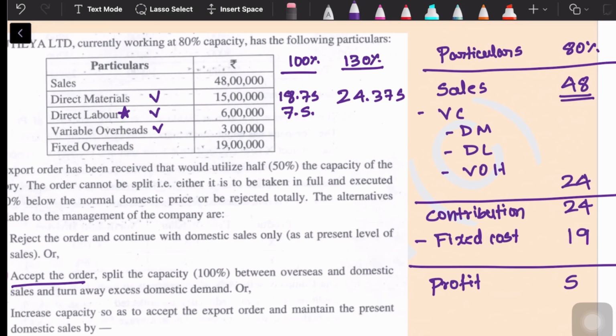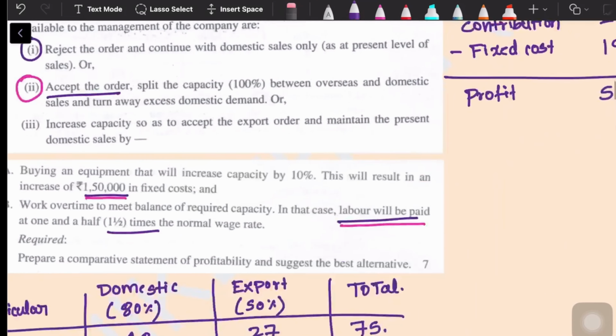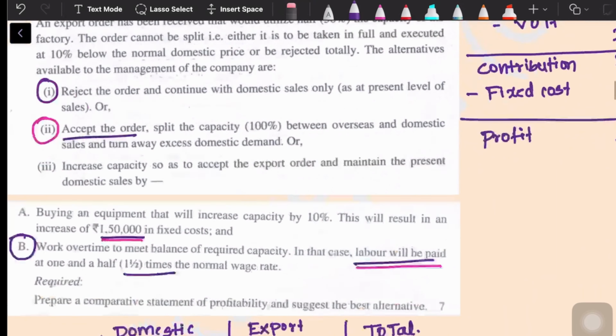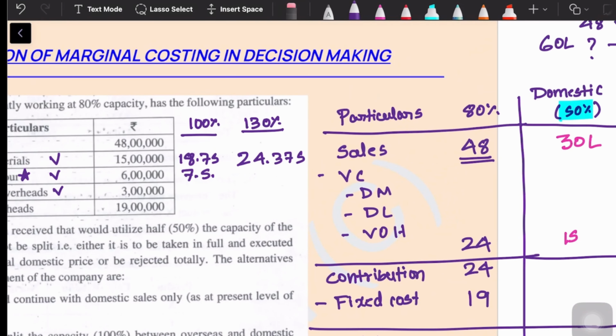Similarly, my direct labor 6 lakh divided by 80%, at 100% it is going to be 7.5, but at 130% it is going to change. The reason is the point B, which says the excess capacity labor will be paid 1.5 times the normal wage rate. That means between 100 to 130%, whatever is the labor cost, I have to consider 1.5 times more than that. To get this, I will multiply 7.5 lakh by 30%. So that is 2.25 lakh into 1.5. So 3.375 lakh. This is the overtime premium for the labor.